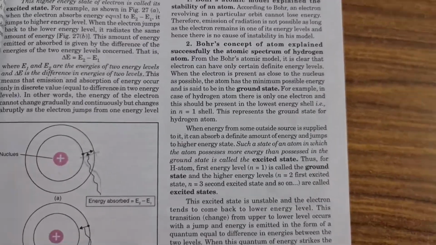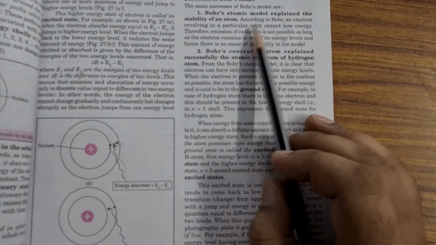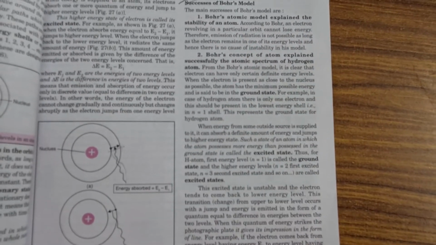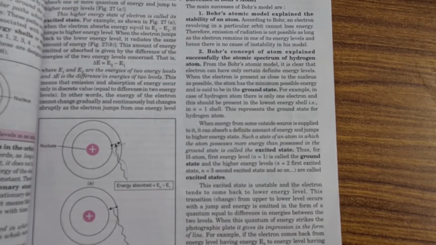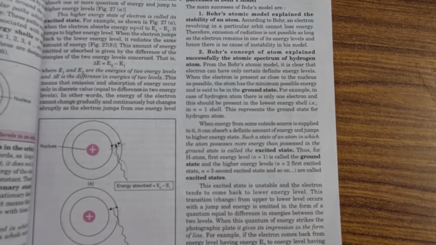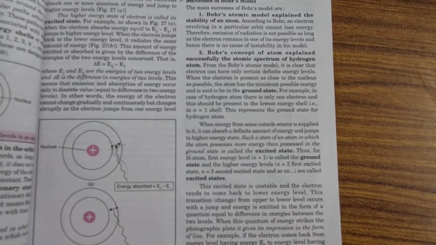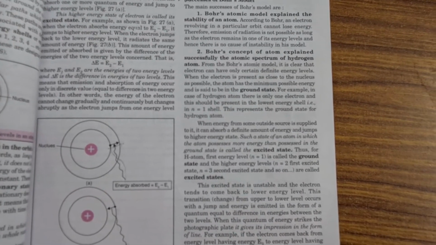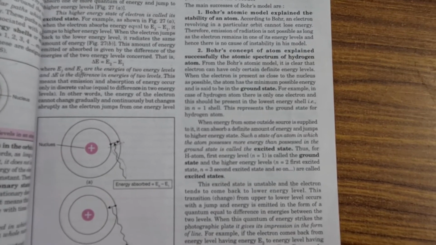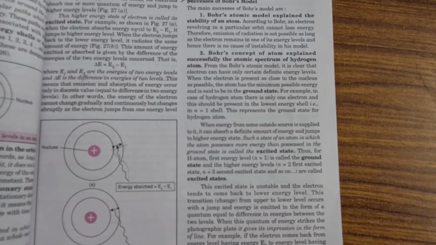Now let's study why the Bohr model of atom was a success, due to a certain number of reasons. First, number one, the Bohr atomic model explained the stability of the atom. Earlier, Rutherford and Maxwell were unable to explain how the atom was stabilized. They were thinking that if the electrons are revolving and losing energy in the form of electromagnetic waves, they must fall into the nucleus. But according to the Bohr model of atom, we were able to understand the stability of the atom.